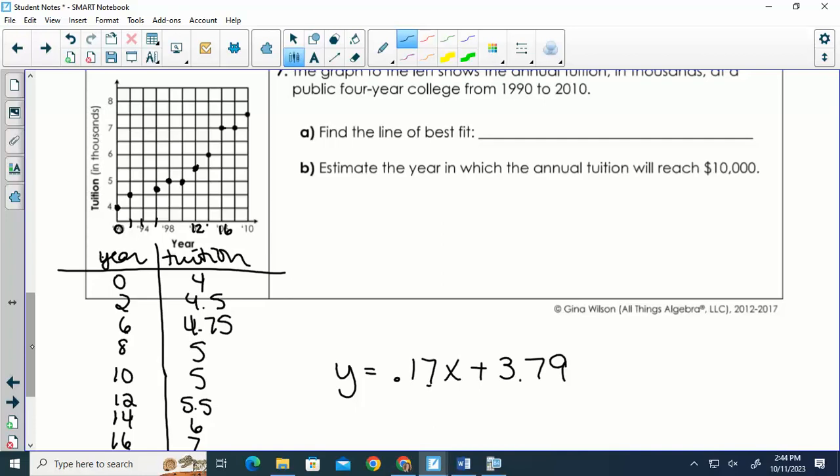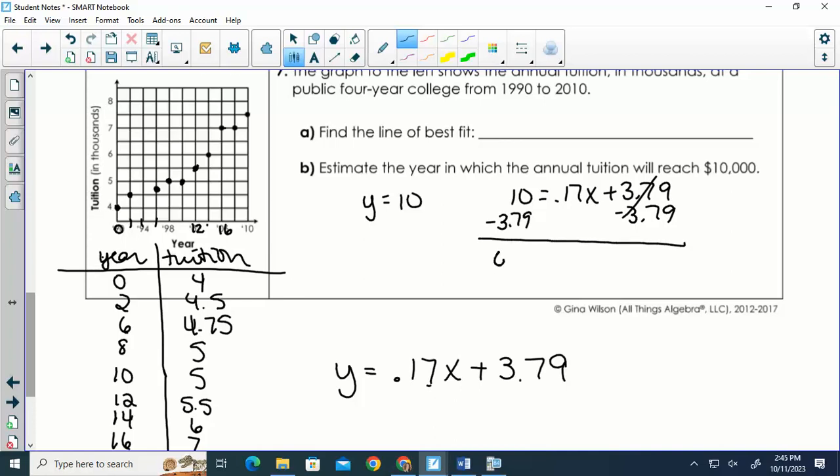This one wants to know the year in which tuition will reach 10,000. Is tuition X or Y? The Y. And it's already measured in thousands, so this is just saying the Y equals 10. So if we plug that in, we can solve it. What's wrong? It's 10 for the 10,000? Yes, and the reason I didn't put the zeros is because this graph already says it's in thousands.